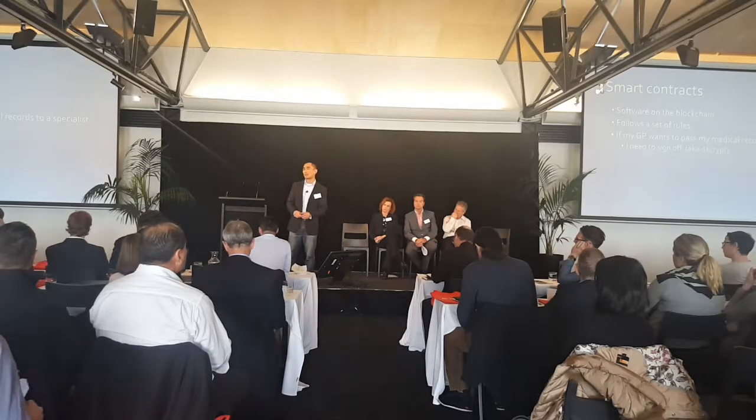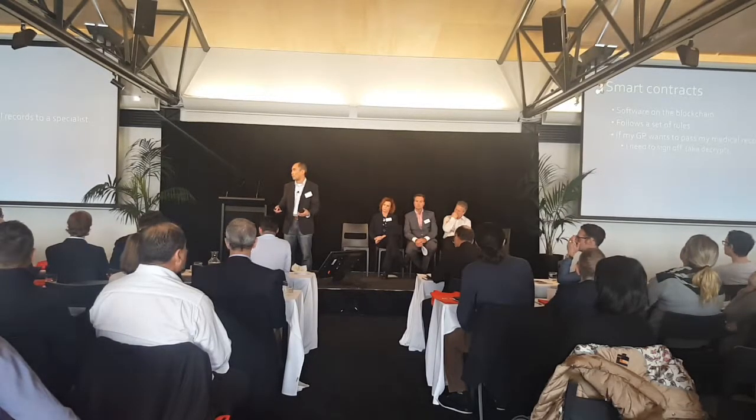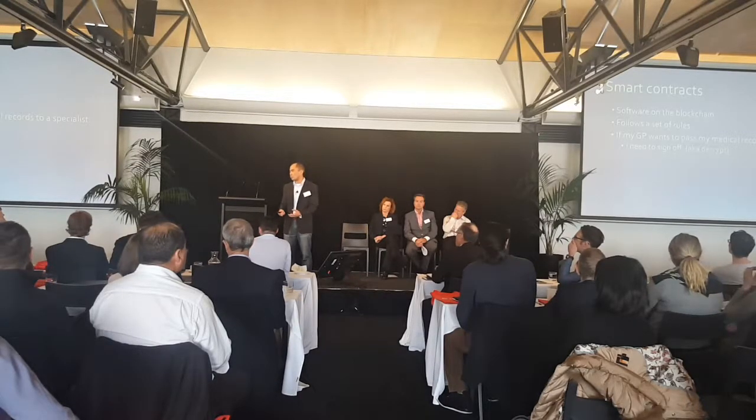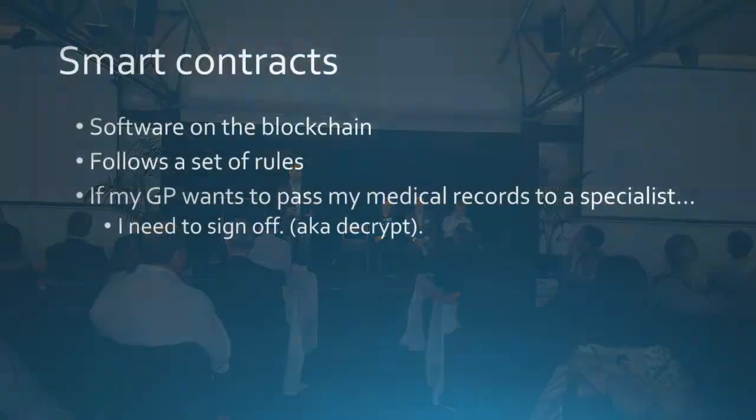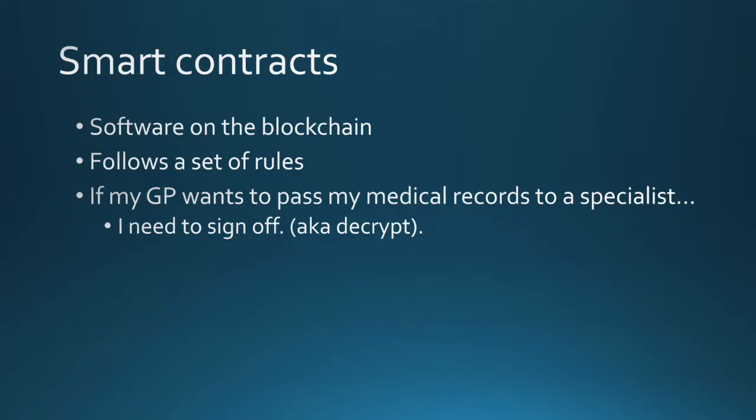Now, there are a couple of other concepts related to blockchain. One of them is smart contracts. You may have heard of these terms before. A smart contract is not really that smart, nor is it a contract in the traditional sense. What it really is, is just software code designed by computer programmers. And what the code does is it follows a set of rules. An example of a health smart contract could be that if my GP wants to pass some medical records to a specialist, then I need to sign off on it. I've got the cryptographic key to release that information, putting me in control.